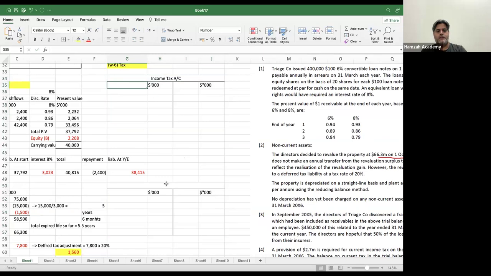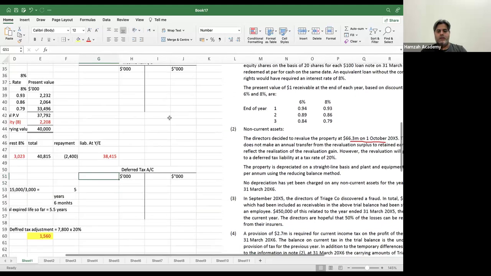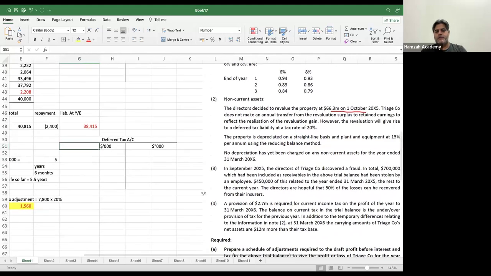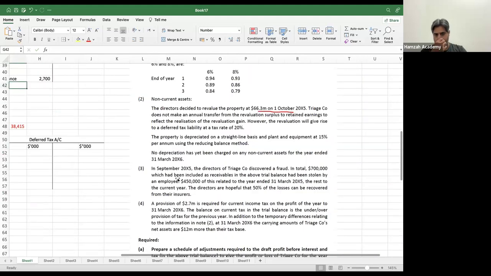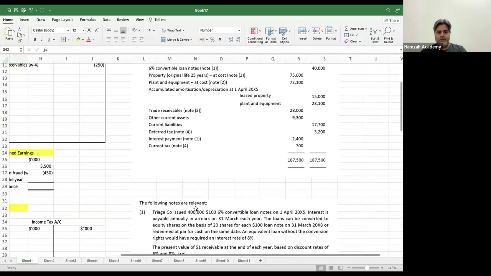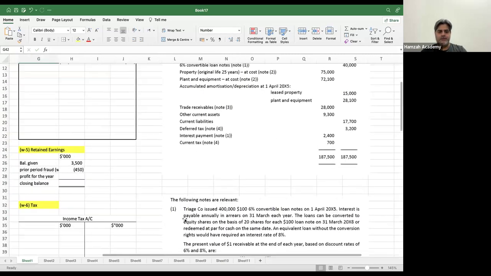That's going to be the income tax account. That's going to be the deferred tax account. It says the provision of 2.7 million is required for the current year. So the closing balance is 2.7 million. Then the balance on the current tax in the trial balance is the under-provision. So I'm going to go here. Current tax is the debit balance of 700.